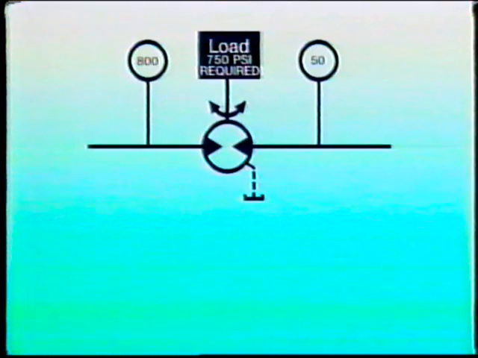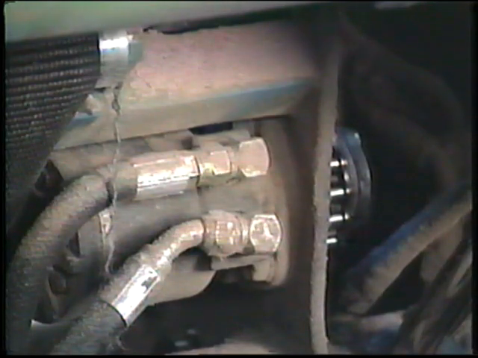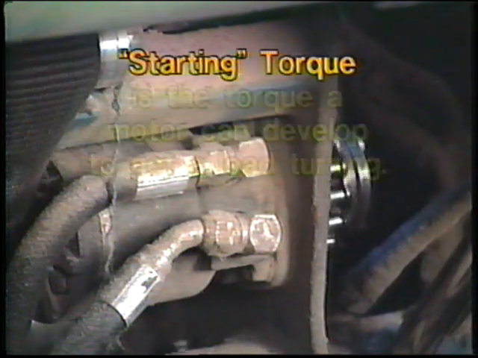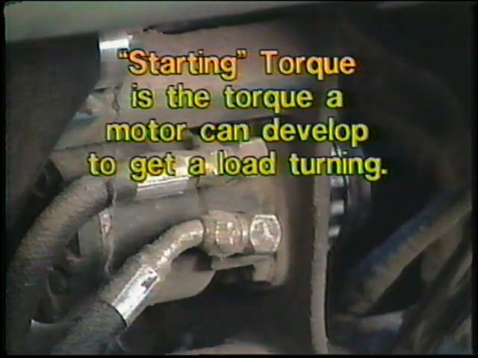This is because the torque required to get a load turning, the breakaway torque as it's called, is usually greater than the torque required to keep a load turning, the running torque. Industrial motors are rated for both breakaway and running torque, as well as a third kind of torque, starting torque. Starting torque is the amount of torque the motor can actually develop to get a load turning.